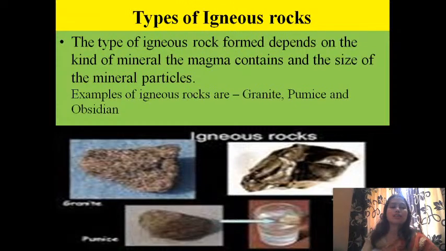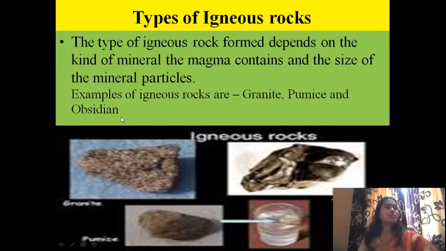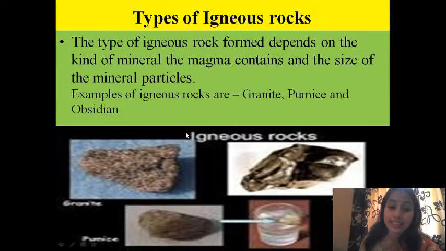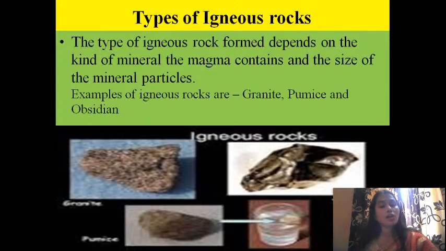In these terms we have three examples of igneous rocks. What are the three examples? Granite, pumice, and obsidian. Once again: granite, pumice, and obsidian. These are the three examples of igneous rocks.